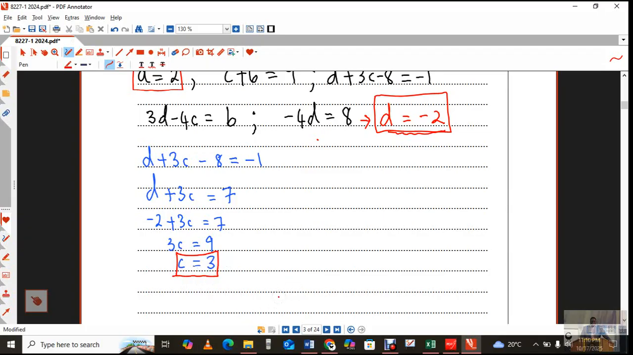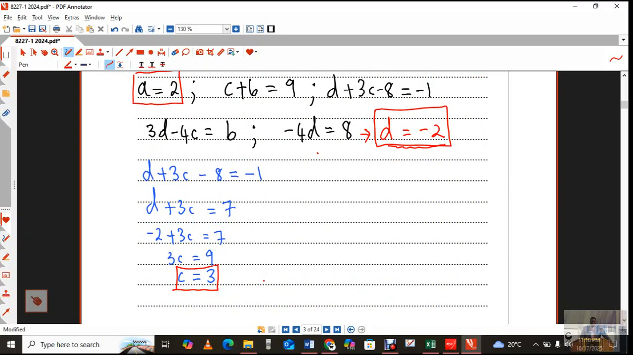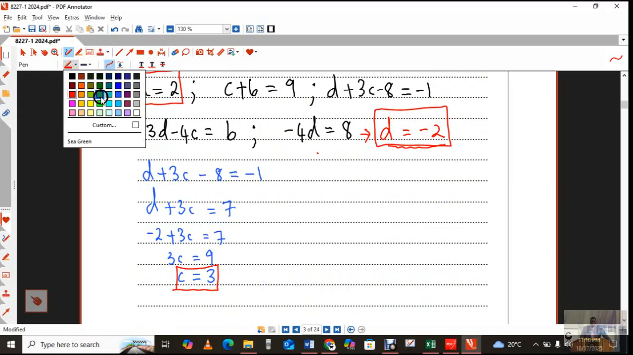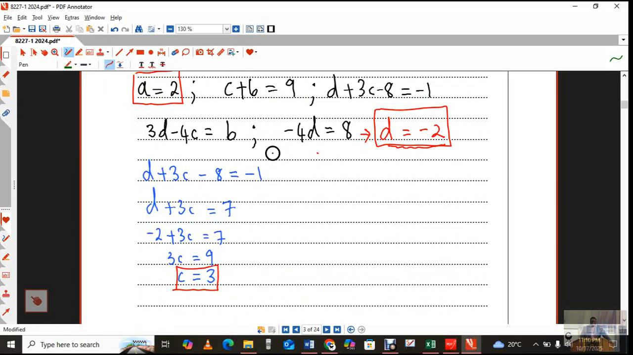So let's see what it is that we can calculate again. Right, we can calculate also this one here, 3d minus 4c, which equals b, because I know what the value of d is. d is nothing but negative 2. I know what the value of c is. c is nothing but 3, and this should give me the value of b. So this is negative 6 minus 12, and that is negative 18. So now I also know the value of b.